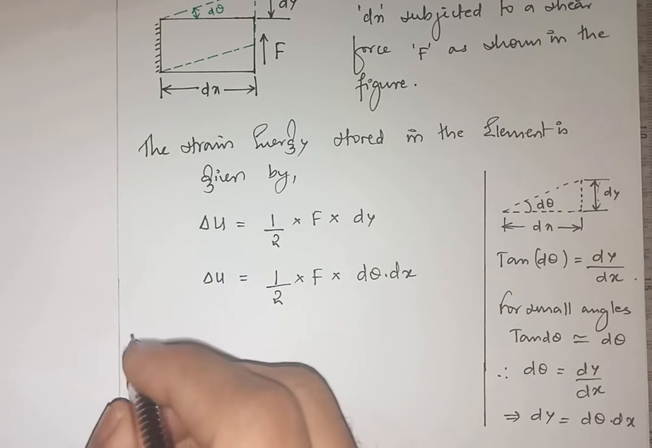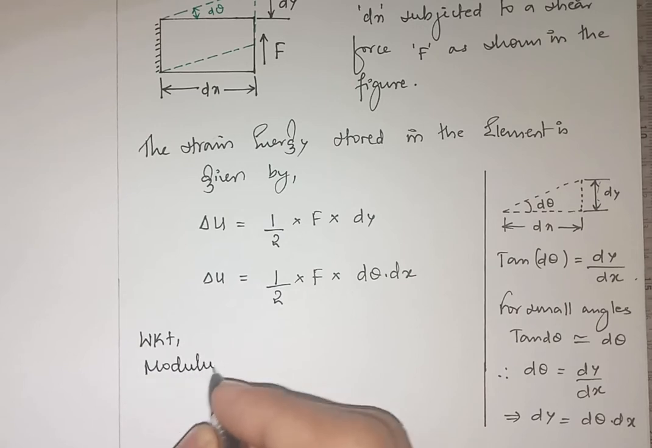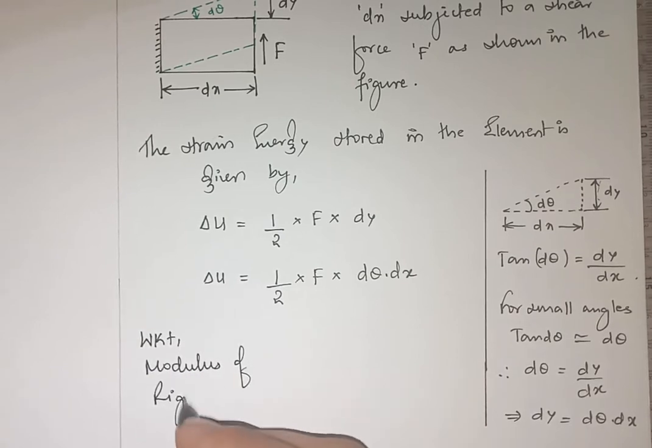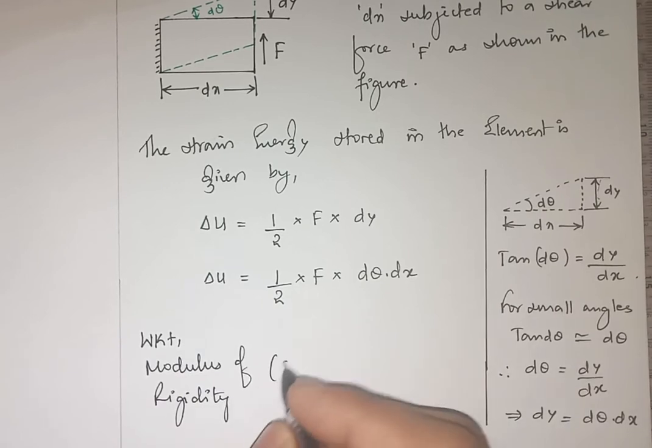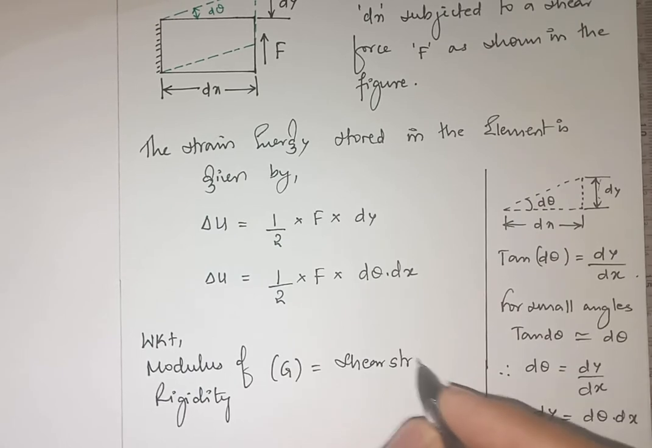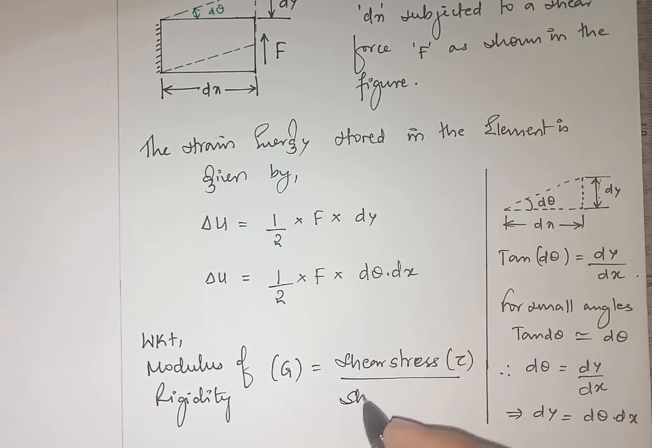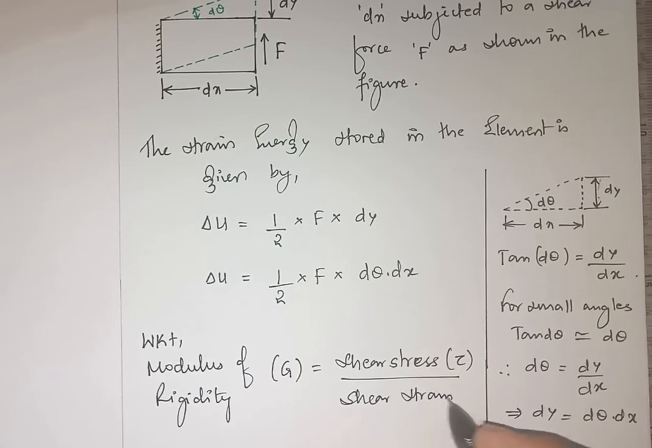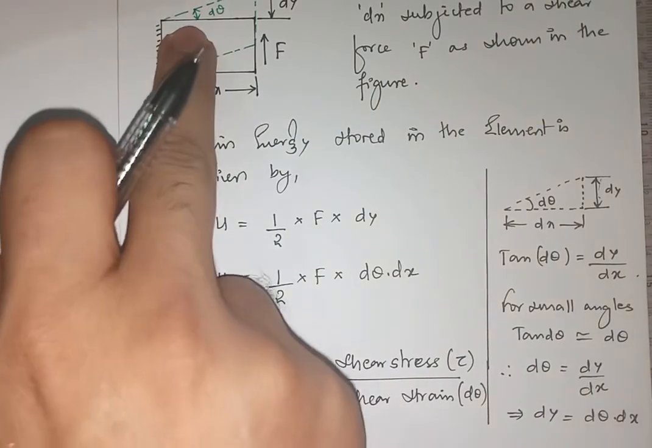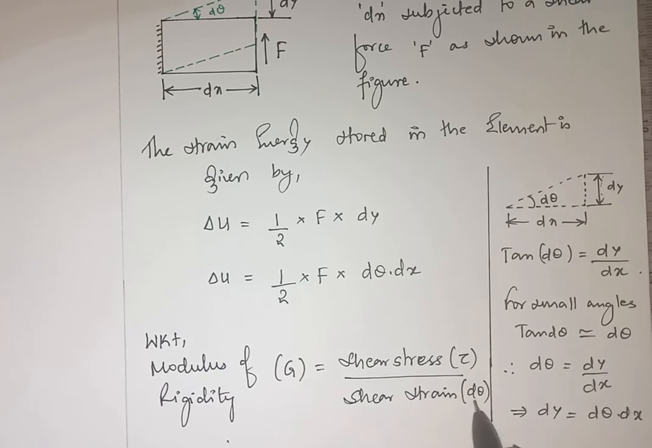Now we know that modulus of rigidity, it is G, is shear stress tau divided by shear strain. In this case it is d theta. Right? So therefore I'll just exchange this, cross multiply this. D theta is equal to tau divided by G.